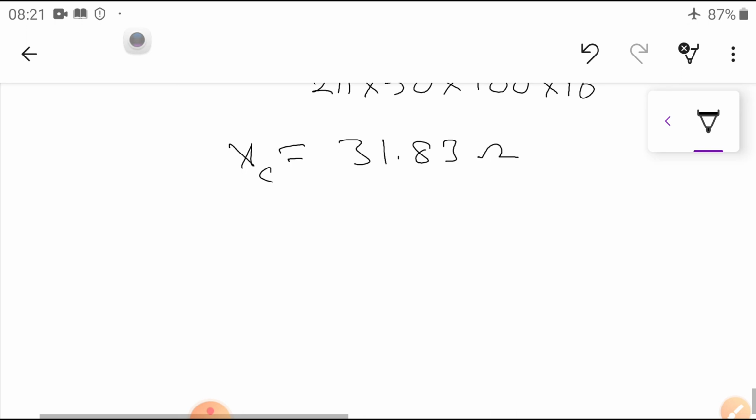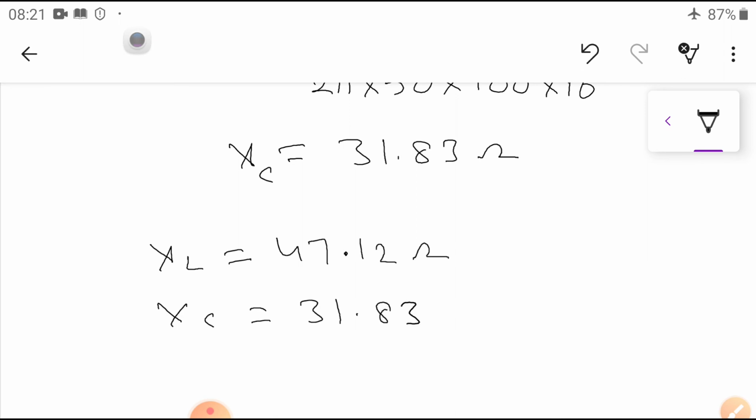Now dear students, you can see it. So what is the XL? XL value I got is 47.12 ohms. XC value I got is 31.83. Now what is happening here? XL, the inductive reactance, is greater than the capacitive reactance. So in our circuit the current is lagging. From this one we can easily calculate it.